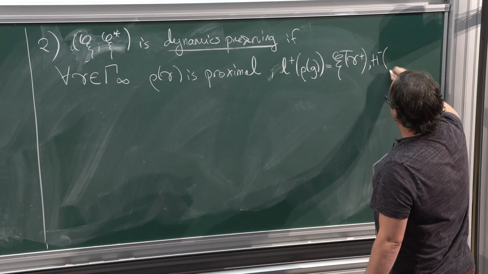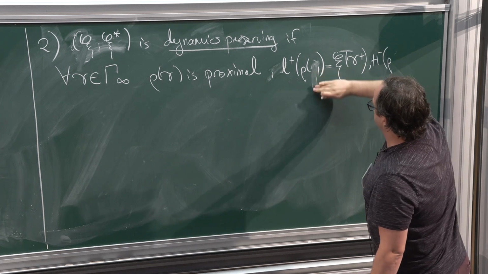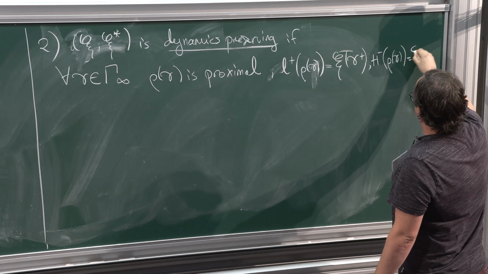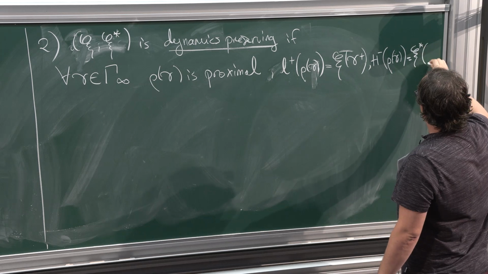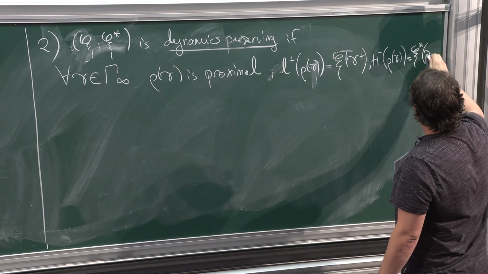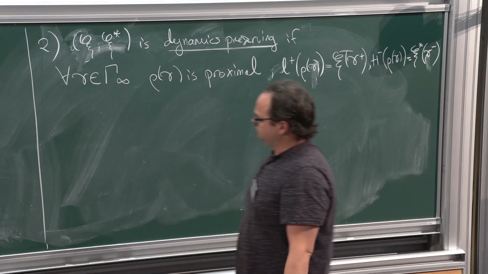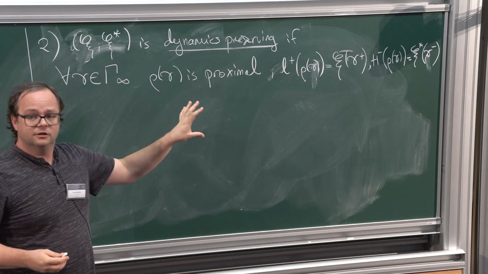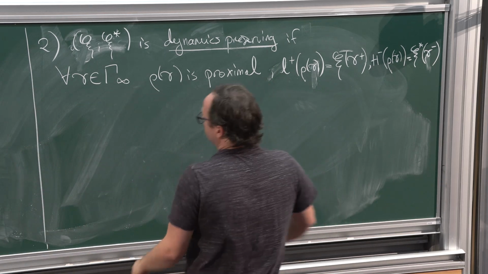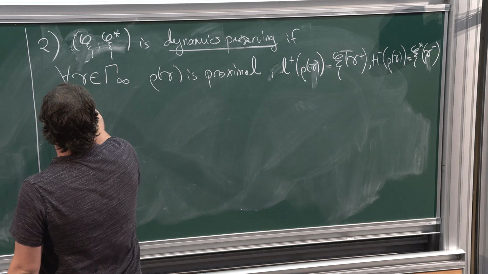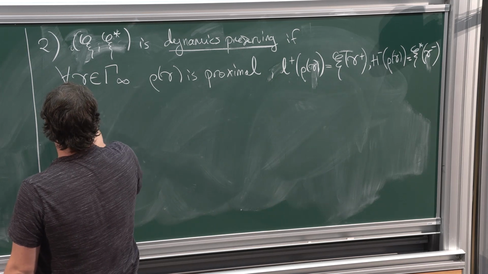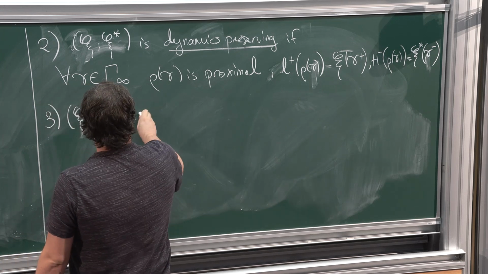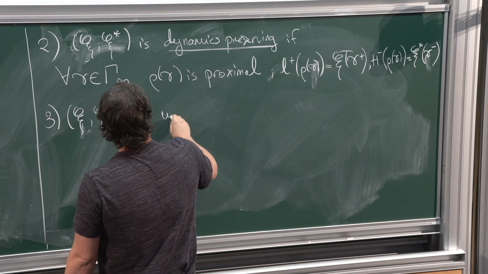Right, so the repelling point of rho of gamma should be psi star of gamma minus. So this is just dynamics of individual elements. And another notion that we'll see is dynamics of the whole group, meaning any sequence in the group. So we'll call this uniformly dynamics preserving.